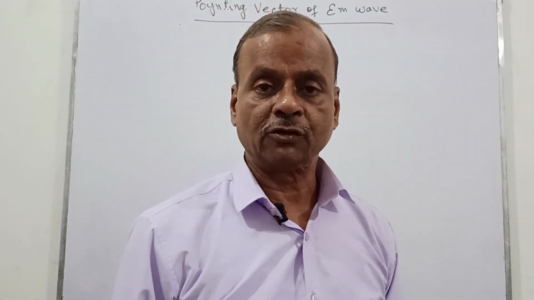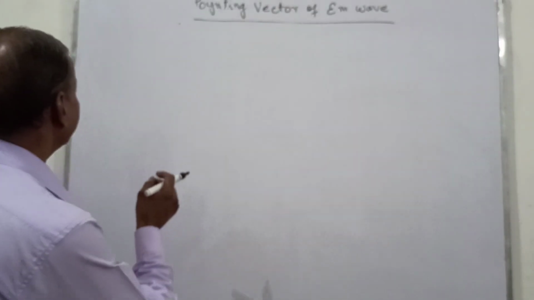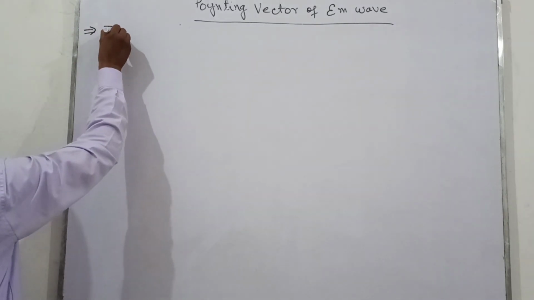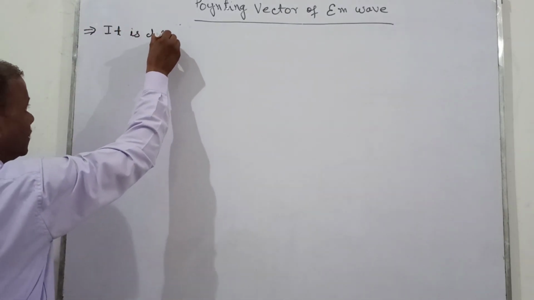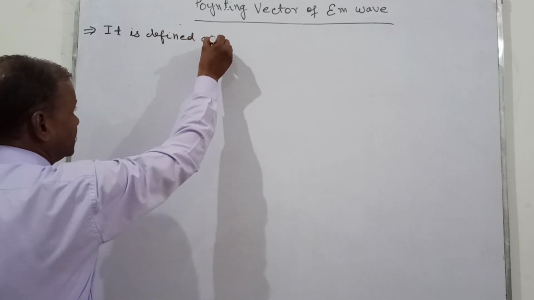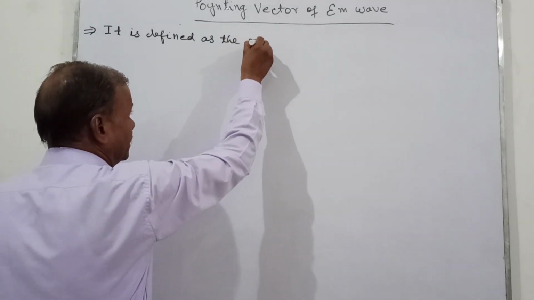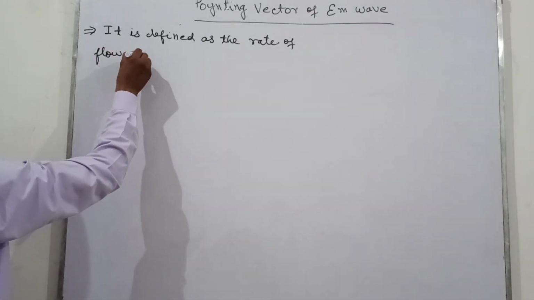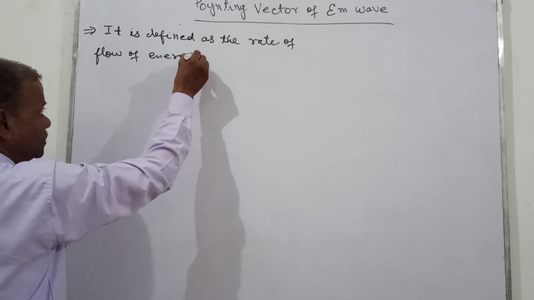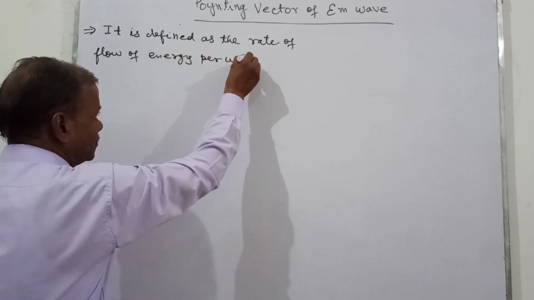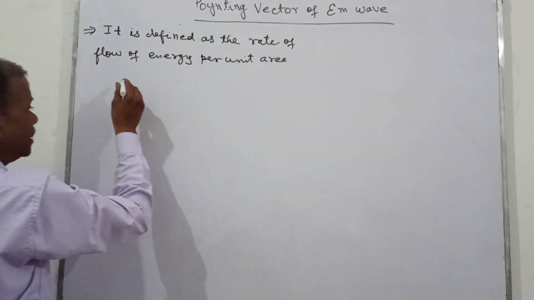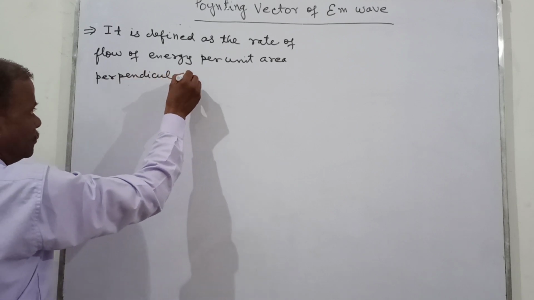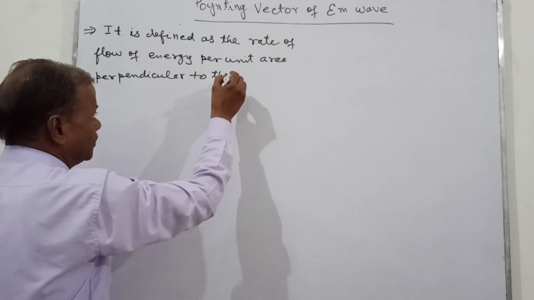Poynting vector of the electromagnetic wave. It is defined as the rate of flow of energy per unit area perpendicular to the wave propagation.